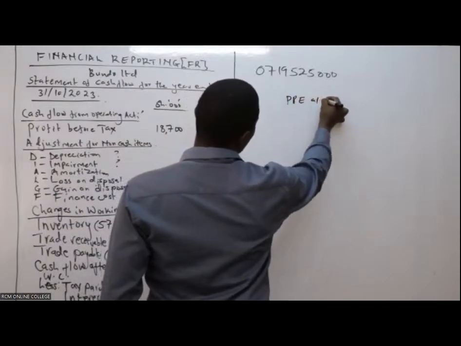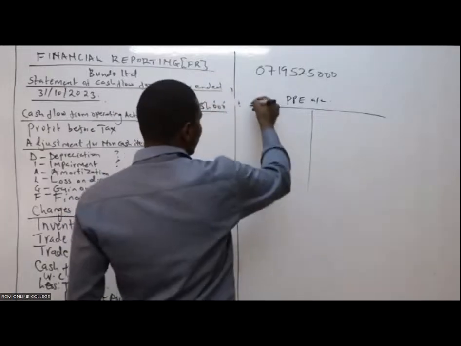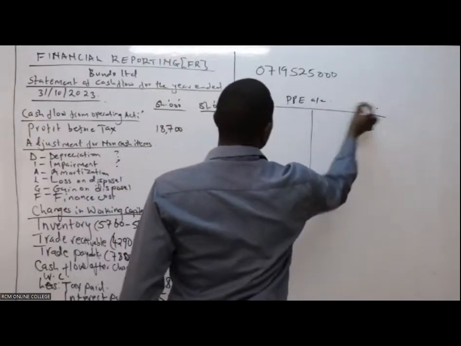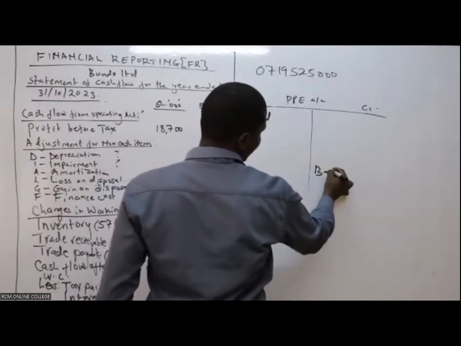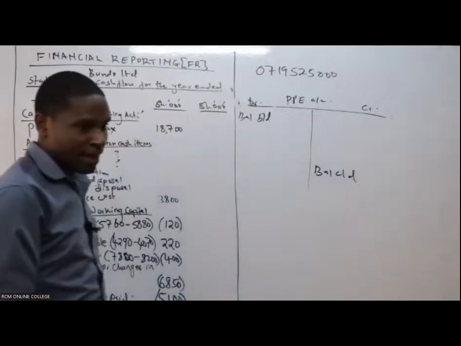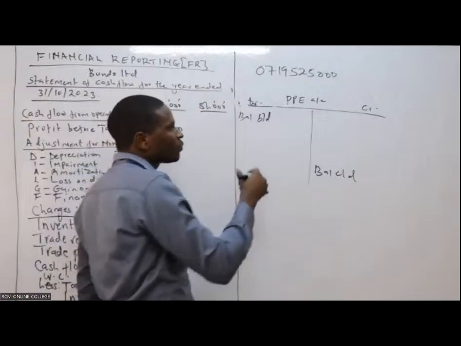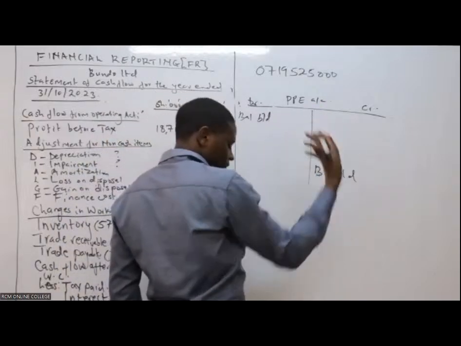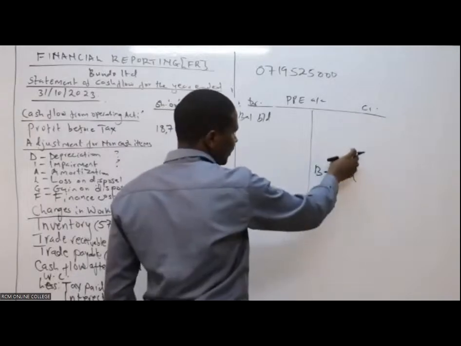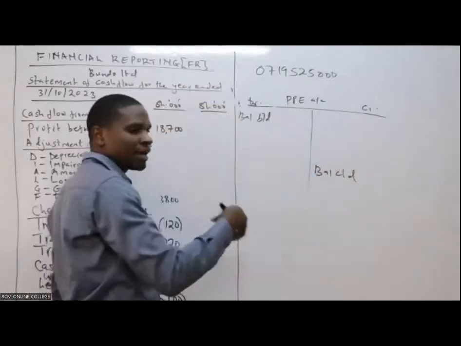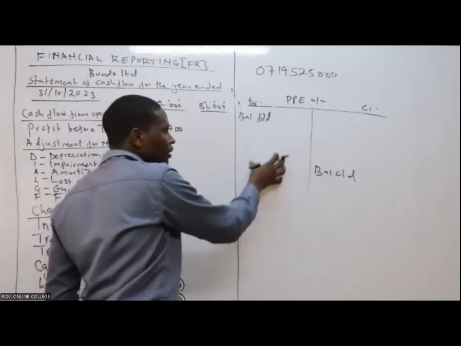Let me give you a hint. PPE account, this is an asset account. So this debit, this credit. So the balance that is brought down will be on the debit side. Then balance that is carried down will be there, like that. Anything that will reduce the PPE, kitu kama depreciation, kitu kama disposal, it will be credited. Anything that increases our PPE, like valuation gain, purchase of a new PPE, it will be debited.